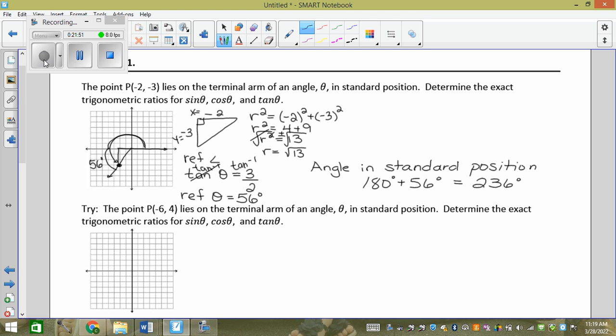Now, root 13, can I reduce it? We've done reduced radicals over and over and over. We used it in quadratics even. Can I reduce 13? No, so it's going to stay. So let's look at our trig ratios.